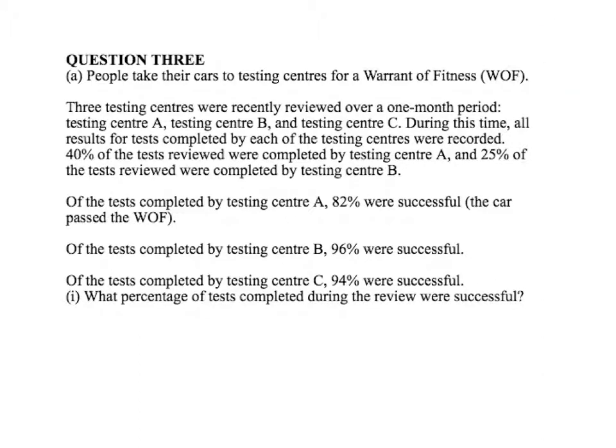So this question is all about people taking their cars for warrant of fitness checks, and this is looking at a case with 3 testing centres: Testing centre A, B and C. Over 1 month, all of the tests that were done were recorded by each of the testing centres, and we're given the information about the percentage at each centre. So 40% were done at A, 25% at B, and so we must have 35% at C.